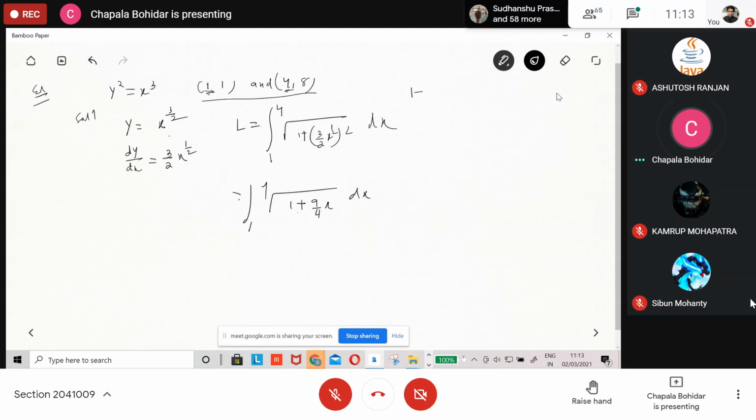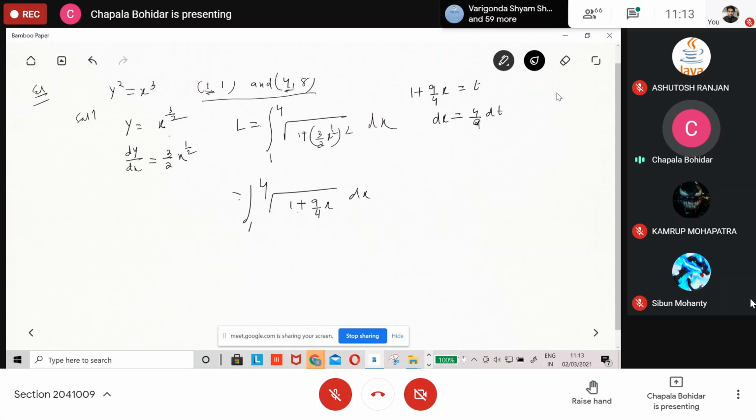Let 1 plus 9 by 4 x is equal to t. So dx is equal to 4 by 9 dt. Clear? If you want to change the limiting value now, you can change it at last also. You can write down the limiting value at last.